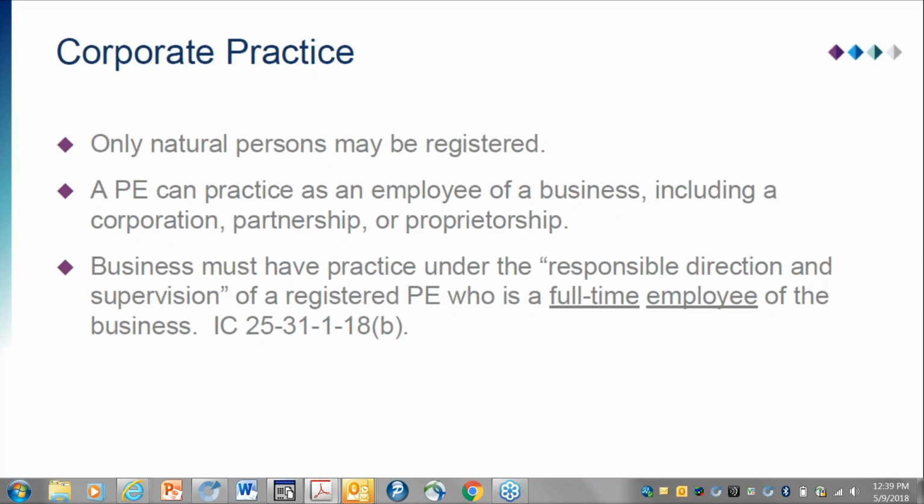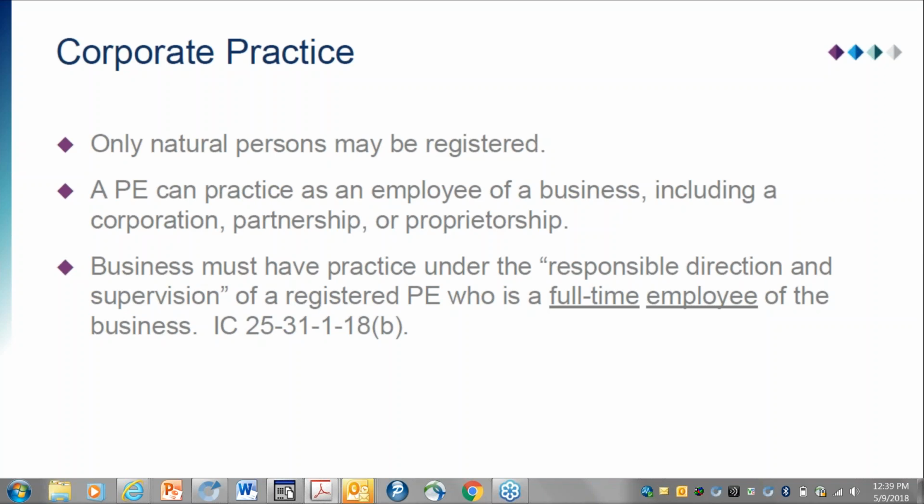Now, Jennifer's going to comment about the Secretary of State of Indiana. But the key thing I want to point out is that you have to have a full-time employee of the business who is the registered PE. And this is a quick way to get in trouble. If they find out that you've got a retired person who's coming in 1 day a week, that is not going to cut it. And probably not even 3 days a week is going to cut it.